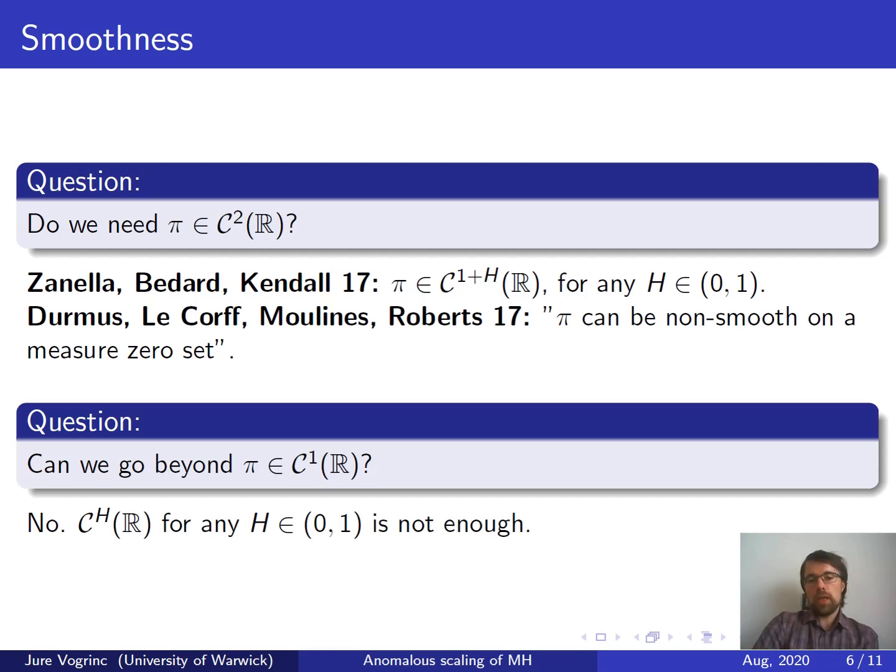We show that for any h arbitrarily close to 1 is not good enough to recover the classical result.